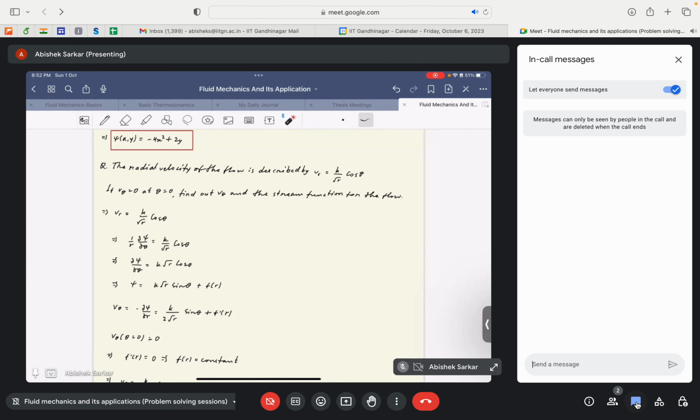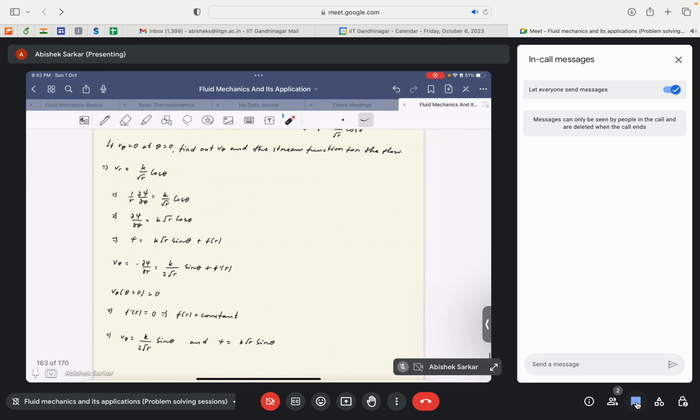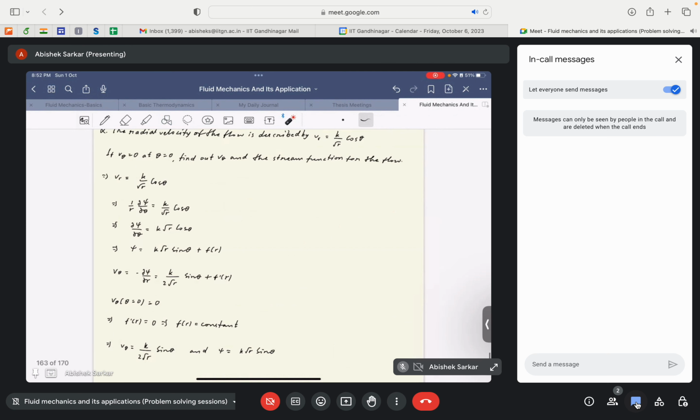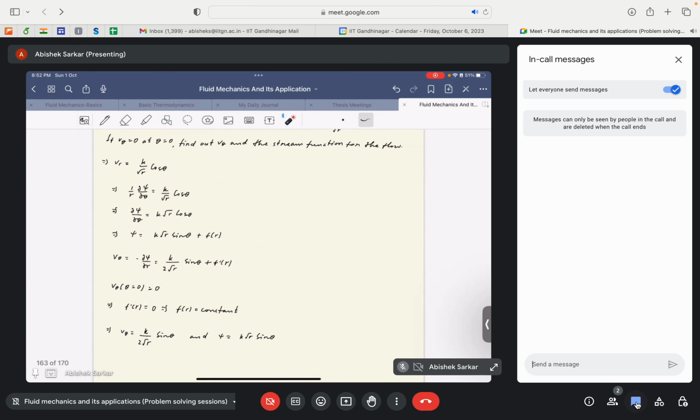So we know that Vr will be equal to 1 by r dou psi by dou theta. So we just substitute the value of Vr in this equation to get that dou psi by dou theta is equal to k into root r cos theta. Again we integrate this equation with respect to theta to get that psi is equal to k root r sin theta plus f of r, some function of r. Again we know that v theta is equal to minus dou psi by dou r.